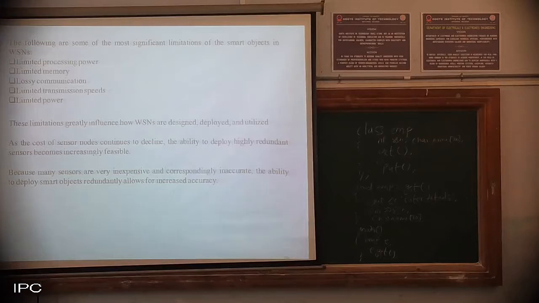So these limitations greatly influence how WSNs, that is the wireless sensor networks, are designed, deployed and utilized. Means while designing, deploying and utilizing, we should take these into consideration and try to improve this.